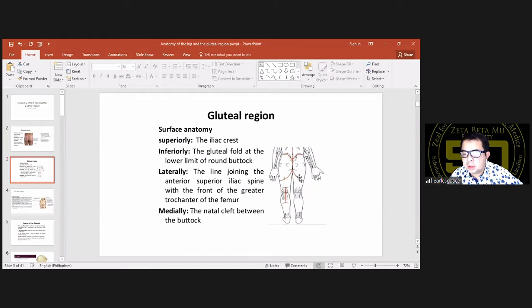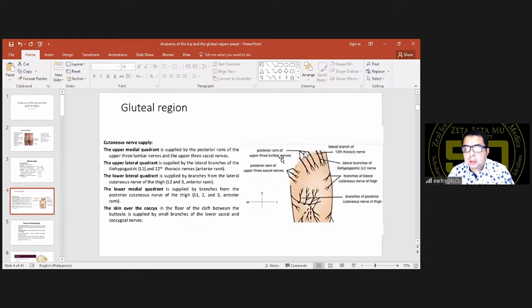Laterally, it is a line joining the anterior superior iliac spine, or the ASIS, with the greater trochanter of the femur. And medially, it's the natal cleft between the buttocks. Okay, those are the boundaries of your gluteal region. Next, cutaneous nerve supply. It's in your book, page 438. The cutaneous nerve supply.